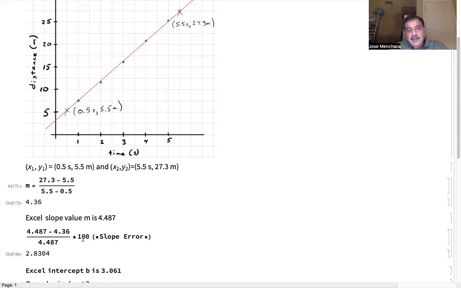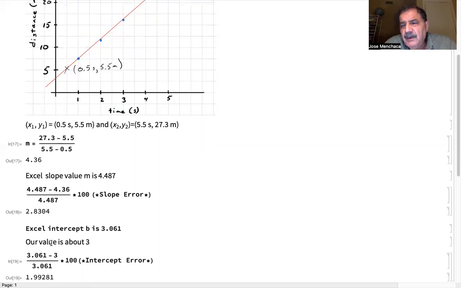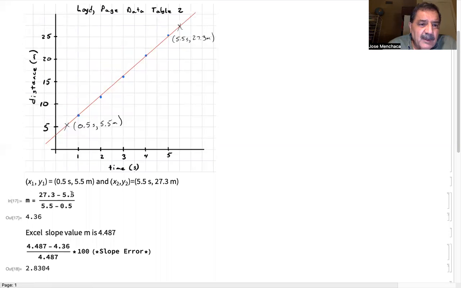Now, when we did it in the previous video, we got a value of 4.487. Well, let's calculate the error, assuming that the 4.487 is the accepted value. It's the more correct value. So we're going to use that as the accepted value. So it's 4.487 minus 4.36 divided by the 4.487 times 100. That's our slope error. And it's a 2.83% error. It's basically a 3% error. That's not a large error for our classroom lab work.